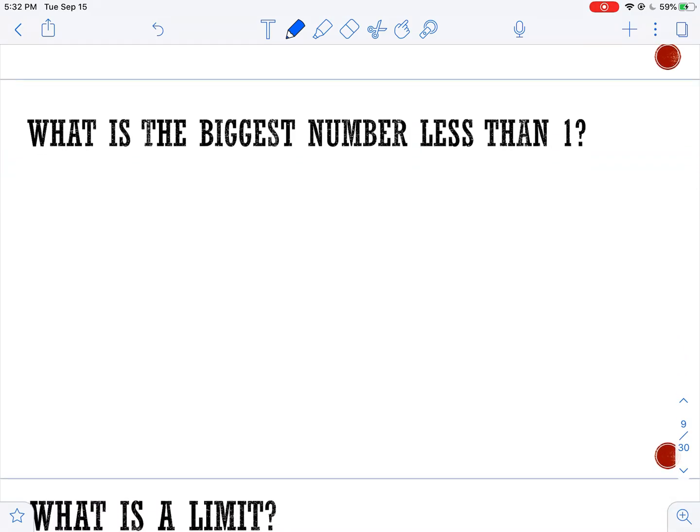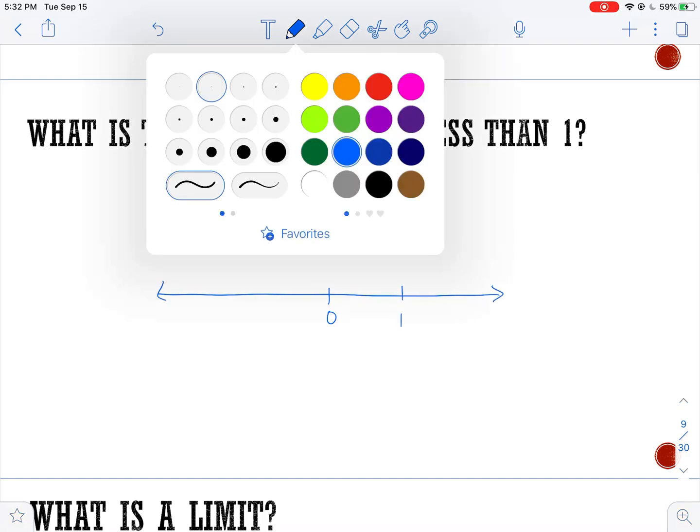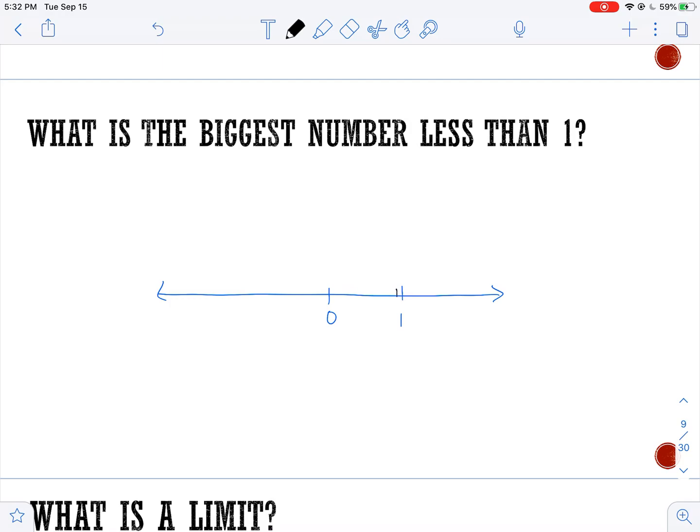So a limit is kind of like if you wanted to think about the biggest number that's less than 1. So if you had 1 on a number line, so here's 0. If we had 1 on a number line, what's the biggest number that's right next to 1? So what's the number that's closest to 1 but is less than 1? Well, we could do 0.9. But could I get closer?